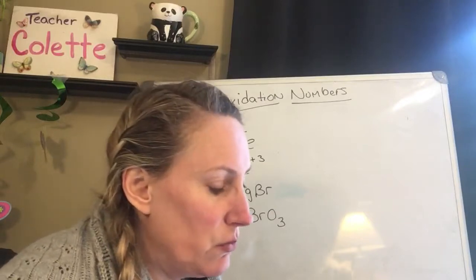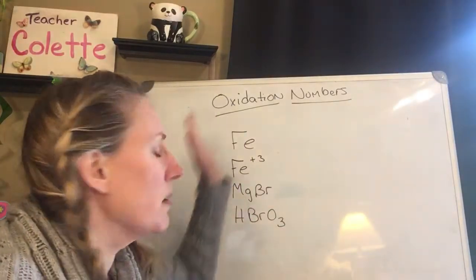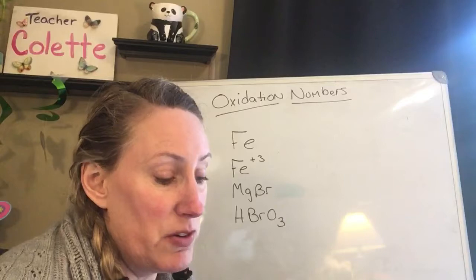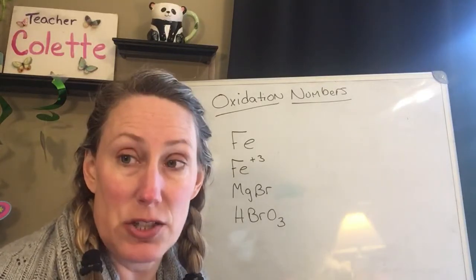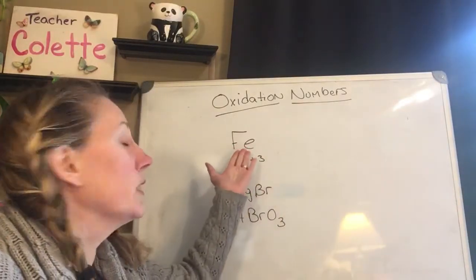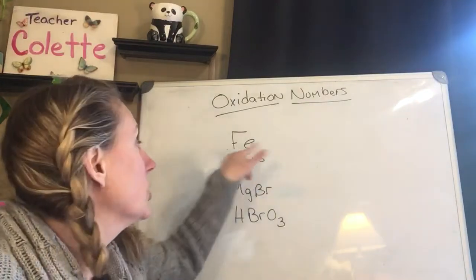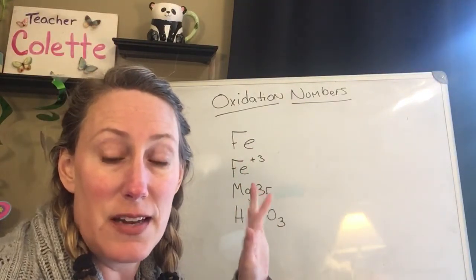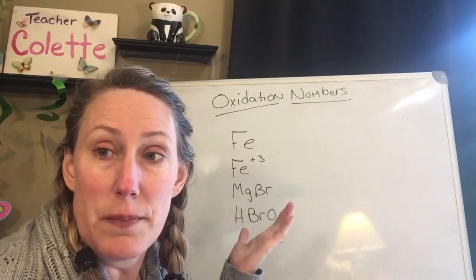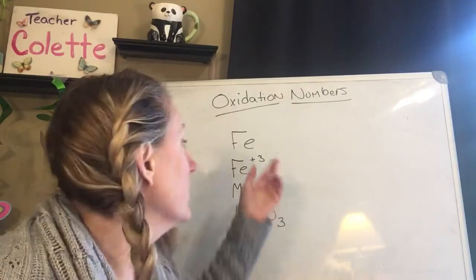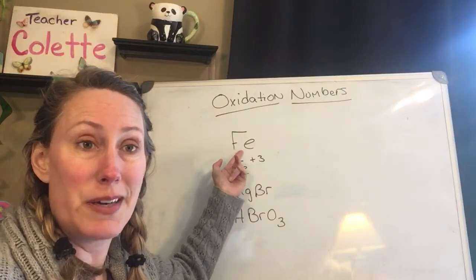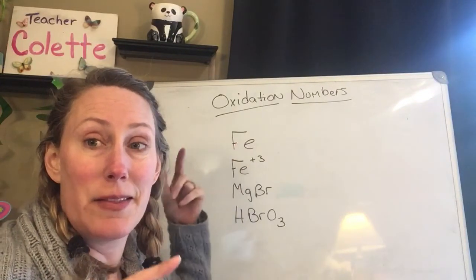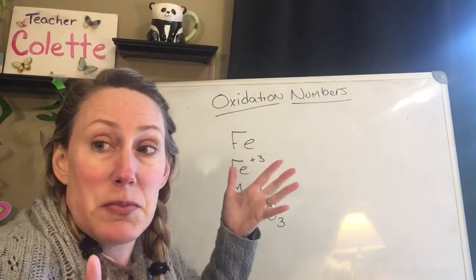So the first thing you need to remember is that the sum of all the oxidation numbers in a molecule must equal the charge on that molecule. So if here we have iron, Fe, there's no charge on it, it's not positive, it's not negative. So iron in this case has to be a 0 because there's only one element and the charge on the overall thing has to be 0.